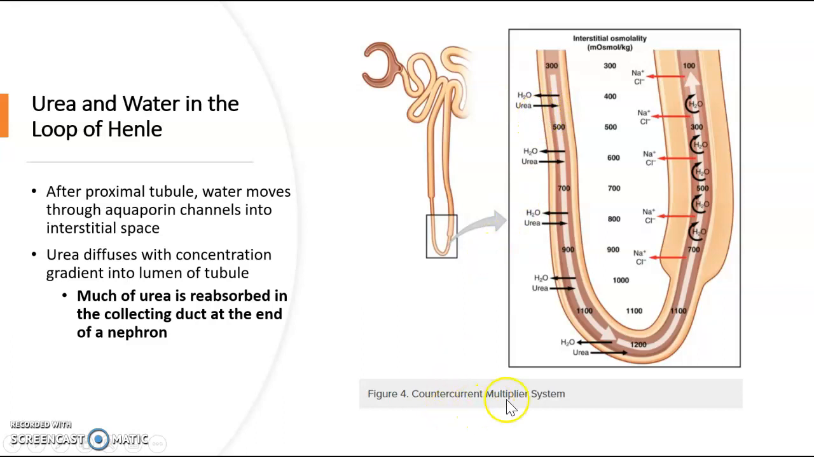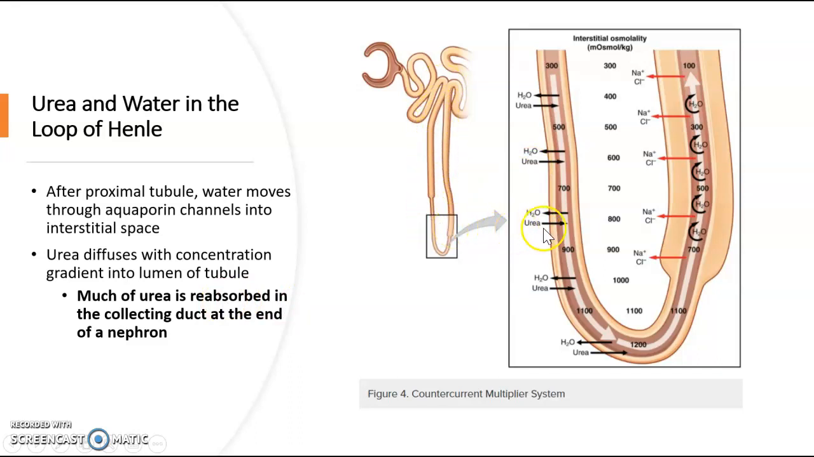This is called the countercurrent multiplier system. Essentially, counter, going opposite ways in currents, and it's multiplying. So slowly as you go down, water is coming out and being reabsorbed, and urea is going back in. I don't know the specific pressures and how the osmotic gradients work here, but just know that these two things will exchange. And like I said earlier, 50% of urea will be absorbed by about this point.